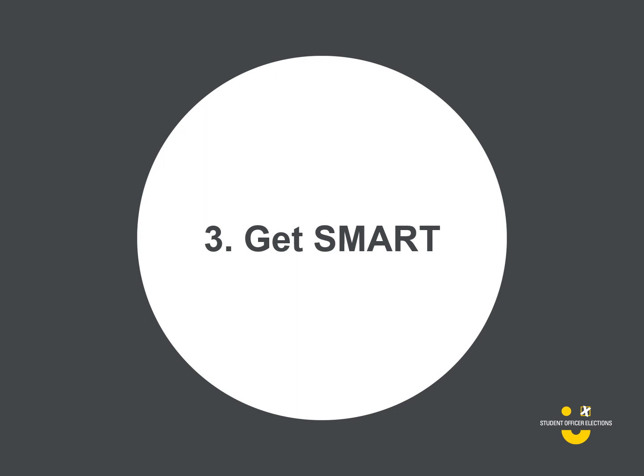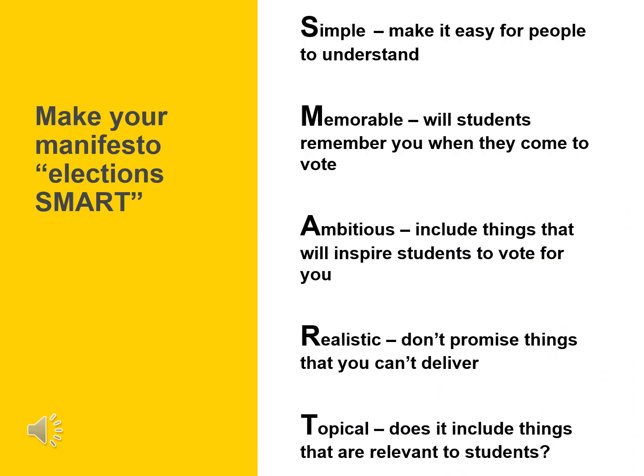Step 3. Get smart. Once you've decided on your priorities, it's time to make them smart. And by smart, we mean election smart. Simple. Are your main priorities clear and easy for voters to understand? Don't use jargon or acronyms that may confuse people.